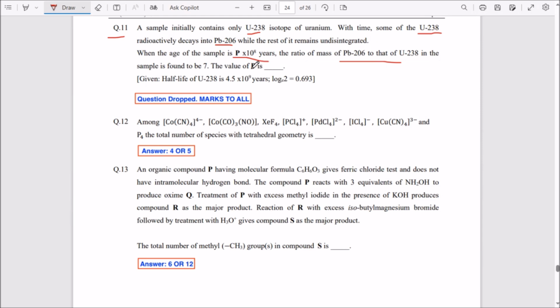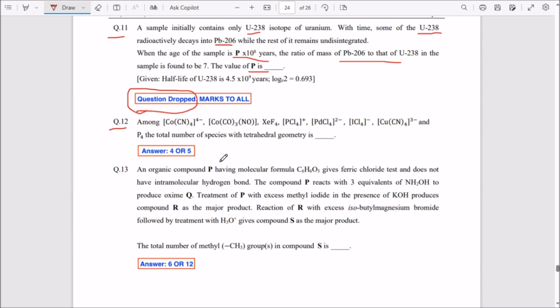The value of P is, so given half-life of uranium is 4.5 × 10^9 years, log 2 as we know 0.693. So this was dropped by NTA. Officially this question was dropped. Let us see the question 12.